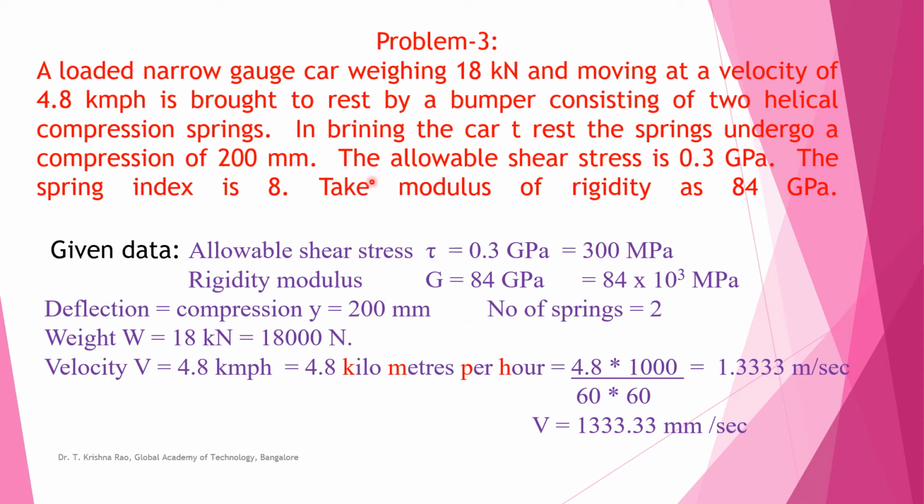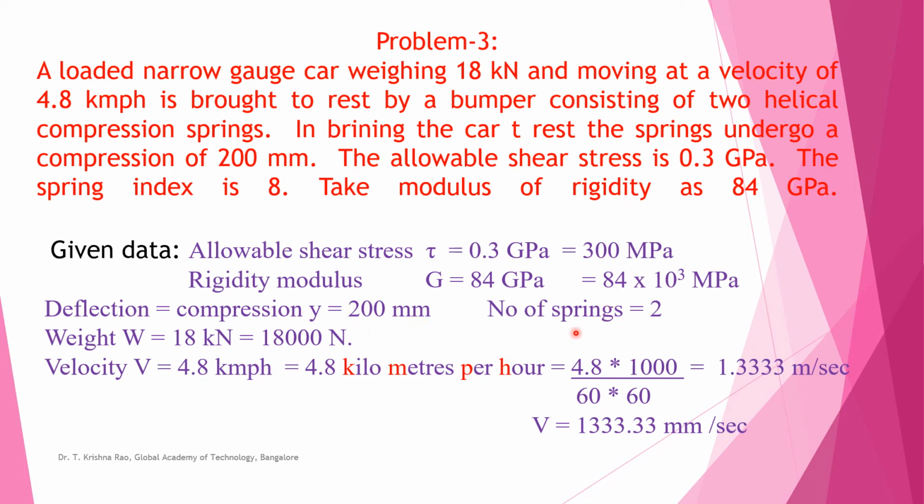So he has given allowable shear, and the velocity of the movement is given. kmph is kilometers per hour. I have written here kilometer per hour. Then we have got the deflection also here. In bringing the car to rest, the springs undergo a compression of 200 mm. Allowable shear stress is 300 MPa. Spring index is 8. Modulus of rigidity is 84,000. So allowable shear stress is given 300. Rigidity modulus, these two are the material properties. Deflection, compression is nothing but deflection.